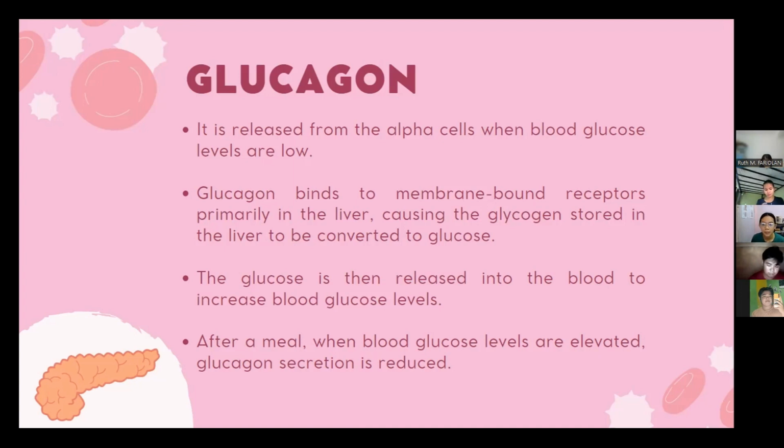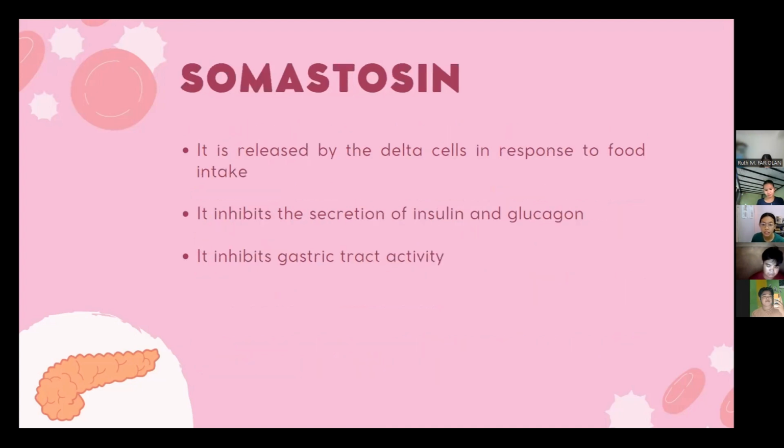So, on the other hand, the somatostatin is released by the delta cells in response to food intake. These delta cells respond to food intake, and the release of somatostatin is part of the complex regulatory mechanism associated with the digestive processes. Somatostatin inhibits the secretion of insulin and glucagon. One of the key functions of somatostatin is to inhibit the secretion of both insulin and glucagon.